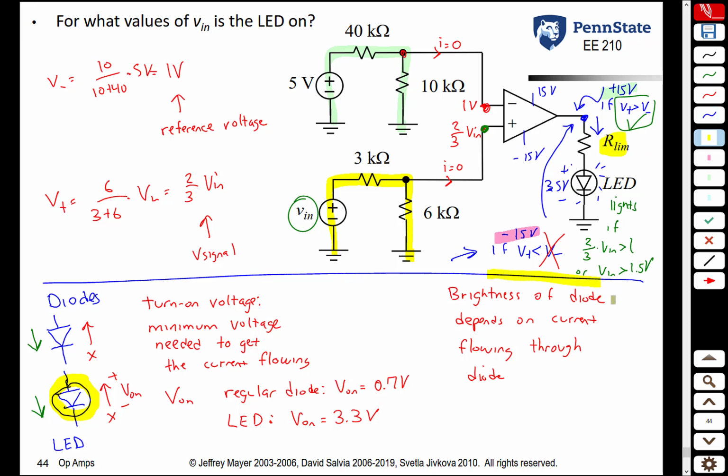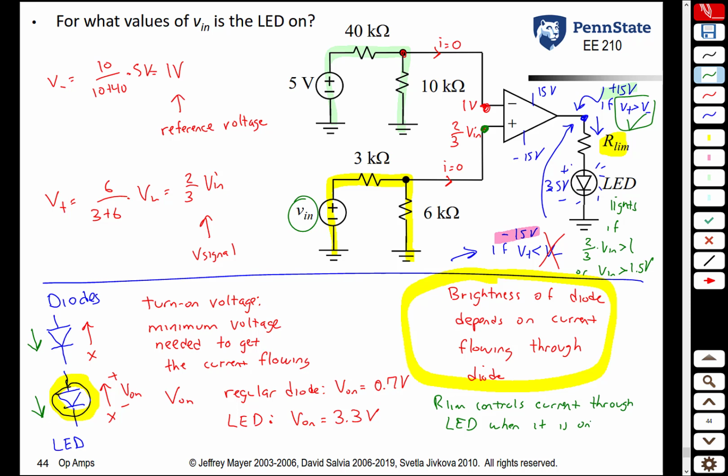Final comment in this example is this R limb. As I mentioned right here, the brightness of the diode depends on the current flowing through the diode. So the purpose of R limb is to control the current flowing through the LED when it's on. And specifically, we can select R limb to get whatever current value we want.